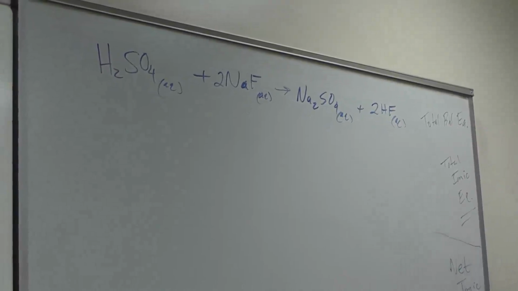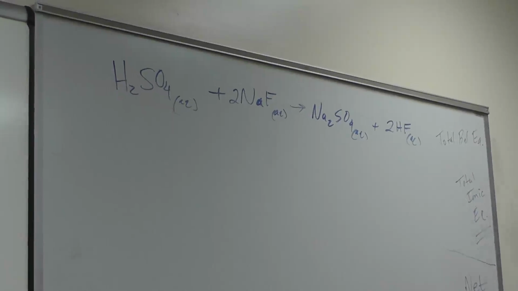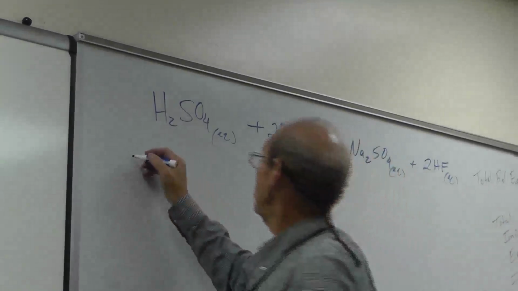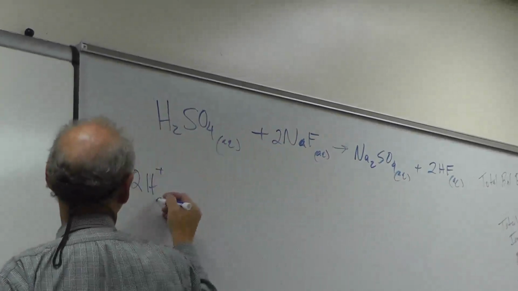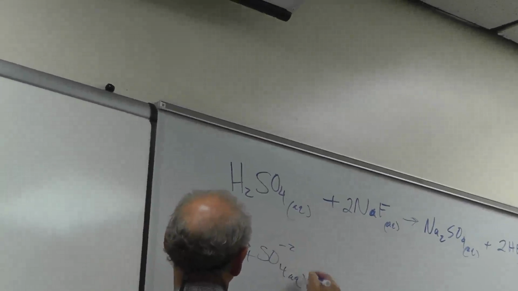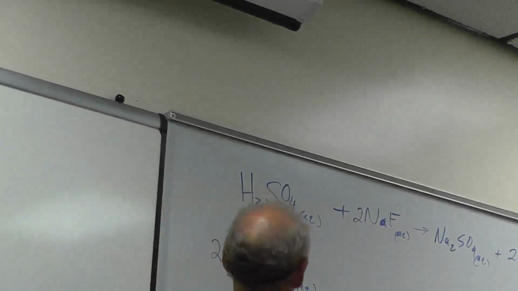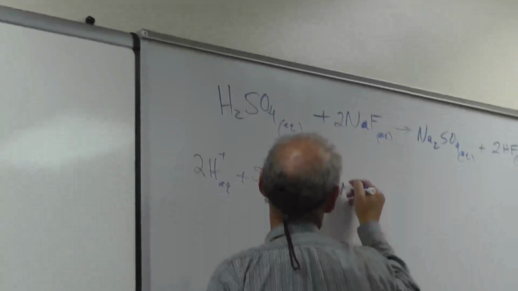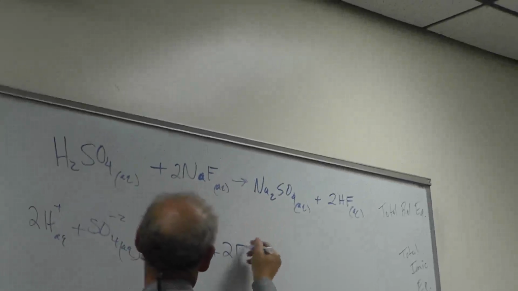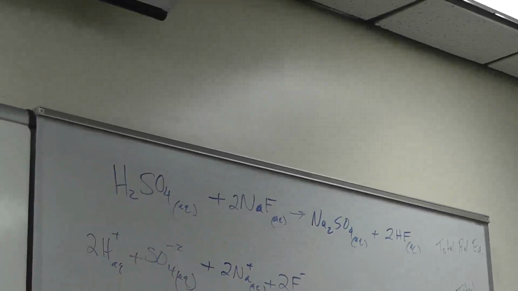Is it balanced the way it's written? Should be, hopefully. All right, so let's write the total ionic. So it should be 2 hydrogen ions, AQ, plus the SO4 2- ion, AQ. Everybody good so far? Okay. And then if I follow along, I've got 2 sodium ions in solution and 2 fluoride ions in solution. Looks good so far.